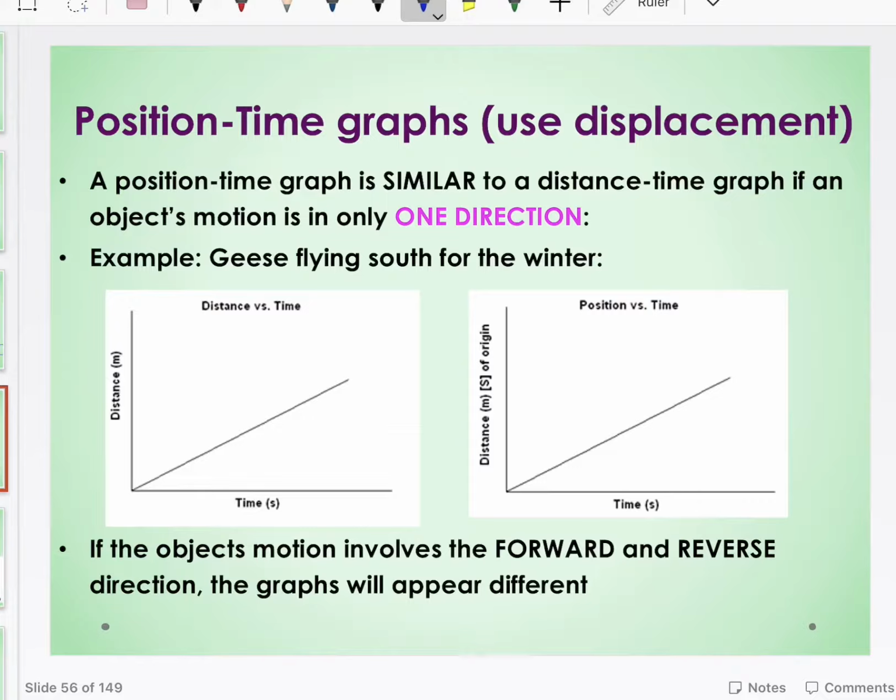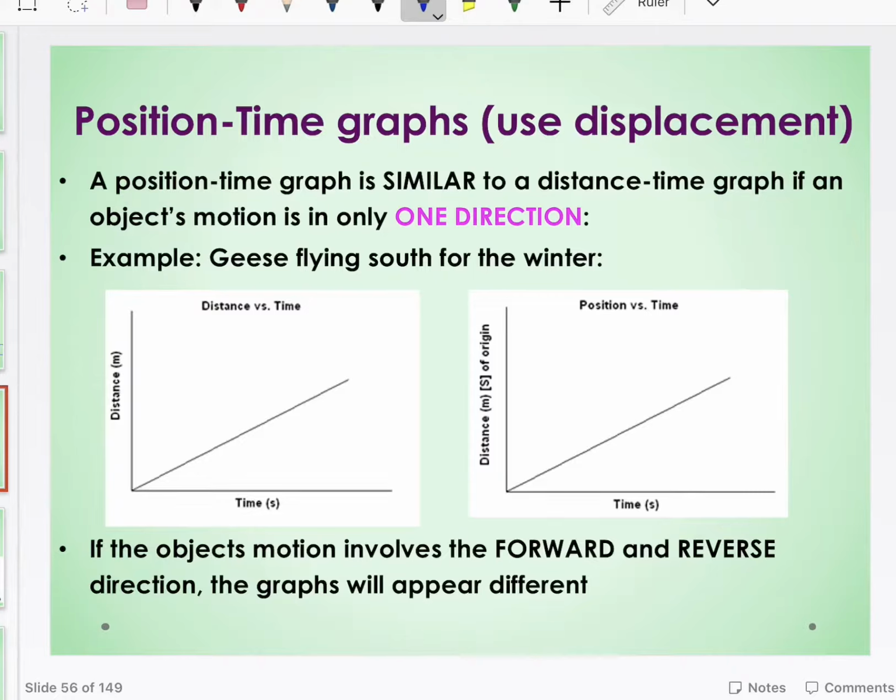So we learned about the distance time graphs. Now we're going to move on to position time graphs, or they can be called displacement time graphs. The difference here is that if we think back to the start of the unit, position and displacement are vectors, which means that direction matters.